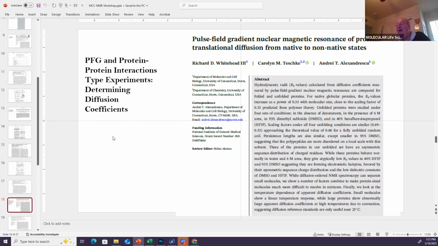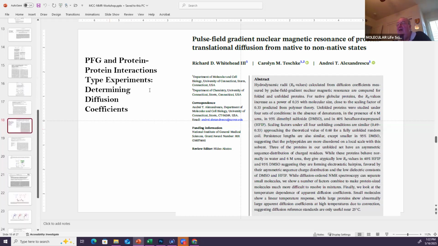And then you can combine it with site-directed mutagenesis, things that disrupt the complex interaction or conditions that disrupt the complex, and introduce pulse field gradient NMR. So that's a really cool technique. It's a lot of fun to play with. And the good thing is that actually collecting the data is relatively straightforward, and the interpretation of the data is relatively straightforward. So that's a cool approach to use if you're interested in looking at protein-protein interactions.